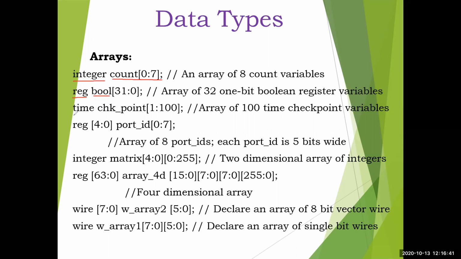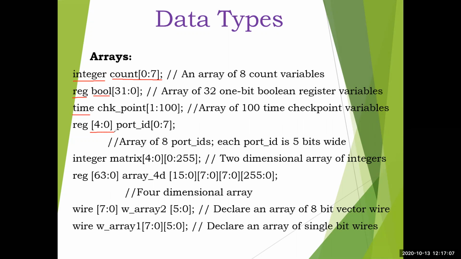Similarly, time is the keyword data type. Checkpoint [1:100] means starting from 1, an array of 100 time checkpoint variables. In the earlier case we took [0:7], but here 100, why? Because it does not start with 0, it starts with 1. That's why it is 100, not 101. Now you see the differences between vectors and arrays.